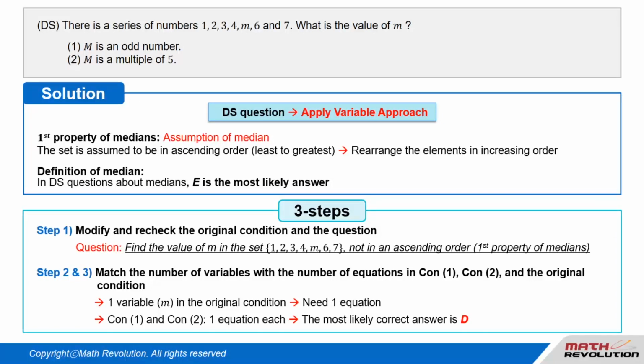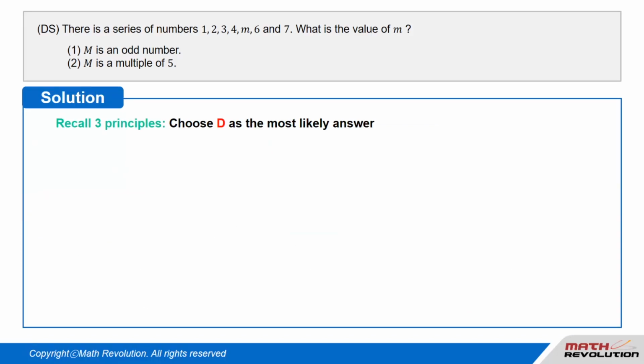Follow the second and the third steps. From the original condition, we have one variable, m. To match the number of variables with the number of equations, we need one equation. Since conditions 1 and 2 will provide one equation each, D would most likely be the answer. Recall 3 principles and choose D as the most likely answer. Let's take a look at each condition.